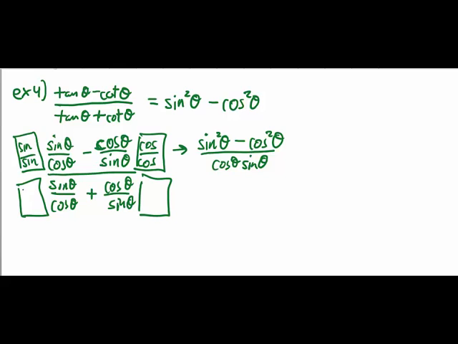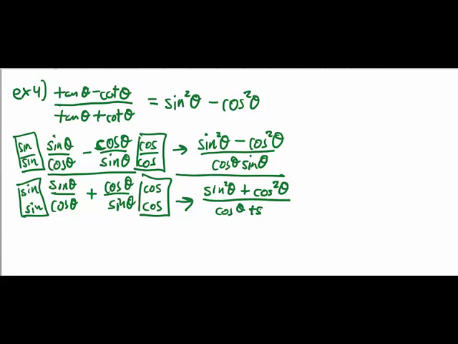Now here, I'm going to multiply by sine over sine. And again, the reason for doing that is because I want to get a common denominator here. And I'm going to multiply this by cosine. Okay, so let's go and do that. So now my denominator of my complex fraction is going to be sine squared theta plus cosine squared theta, all divided by cosine theta sine theta.